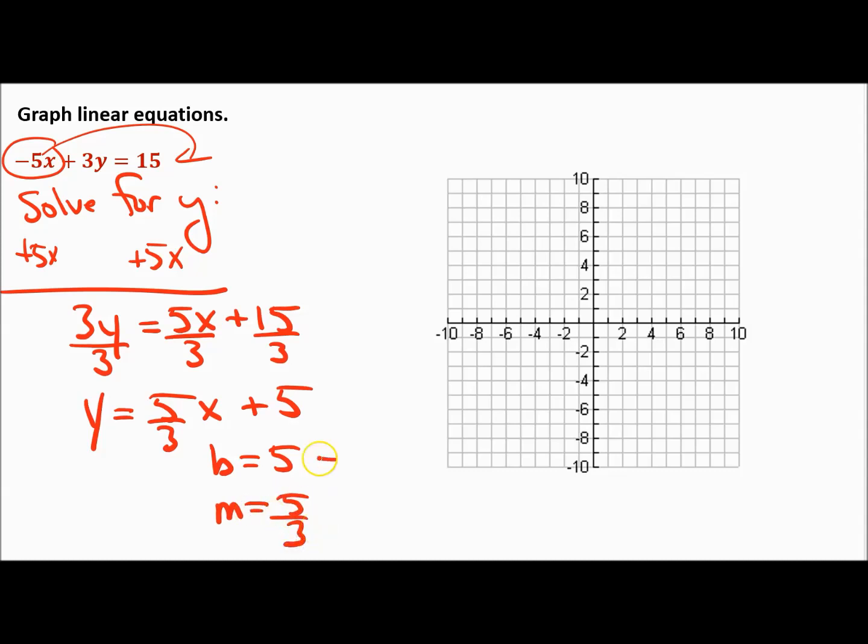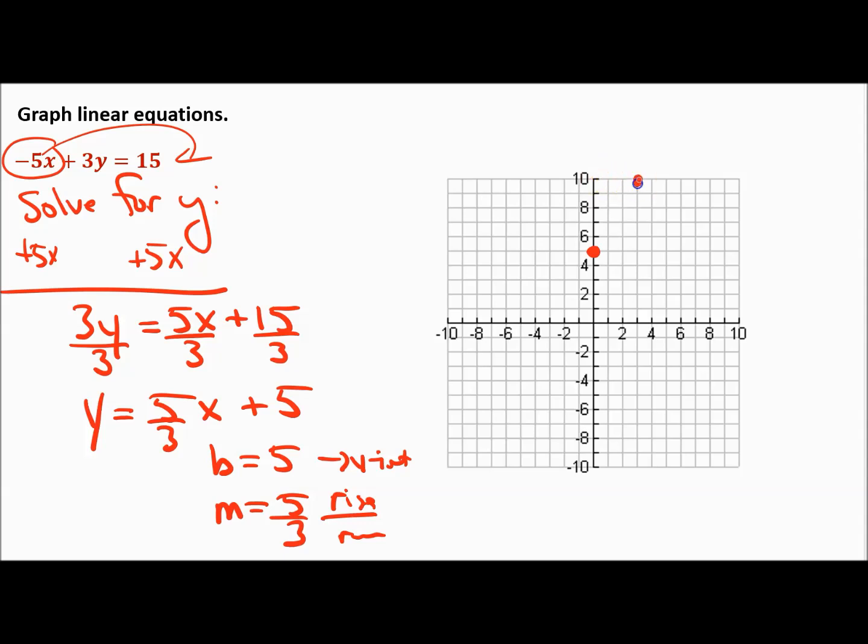So remember b, that's the y value of the y-intercept. So I'm going to go up to 5 and make my first point. You always use the y-intercept first. And then my rise over run, so our rise 5 and our run 3. So from 5, I count, don't start counting where you are, okay? You count the next one, that's 1, 2, 3, 4, 5. Don't make a mark there, you still have to run 3, 1, 2, 3.